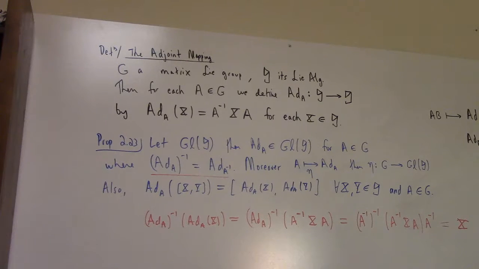The map A maps to add A is a group homomorphism. Where did you see that? In the definition. Well, the definition of add A should be the other way around.